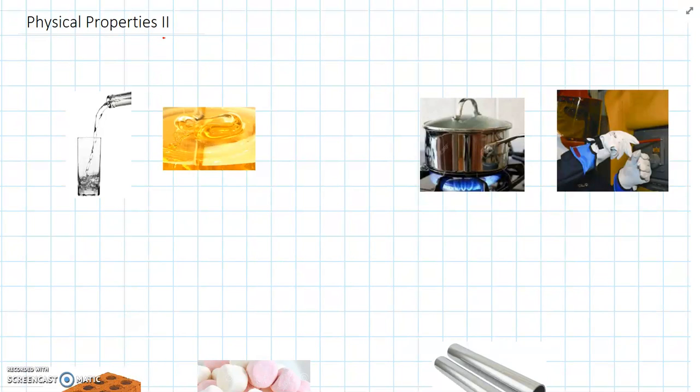Earlier on, we've looked at some physical properties of materials, things like the texture and the color, just basic physical properties. But now we're going to look at a few more scientific physical properties, different features of materials, in other words. So the first one we'll look at is called viscosity.